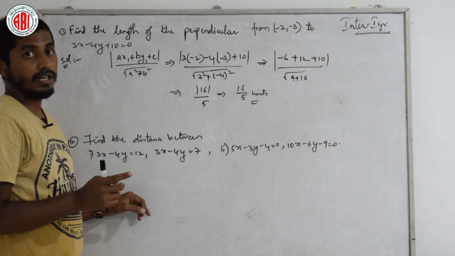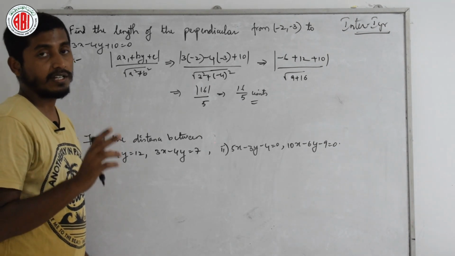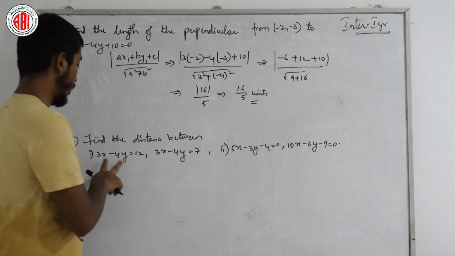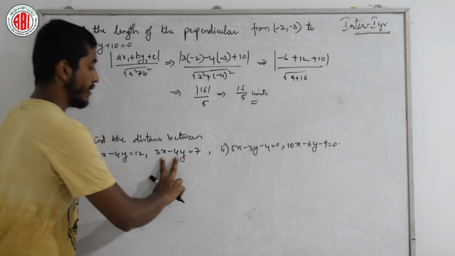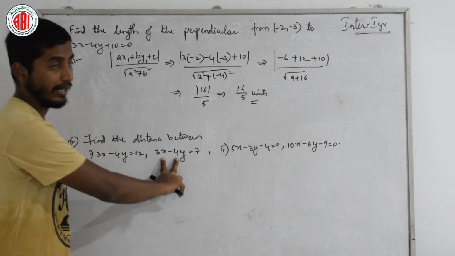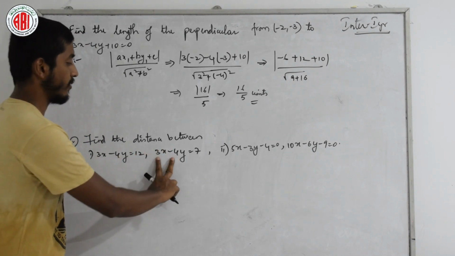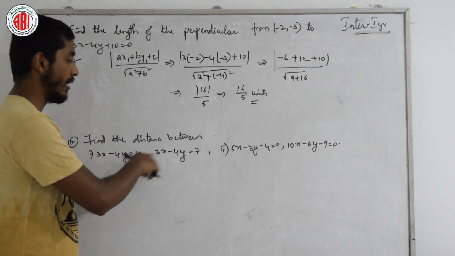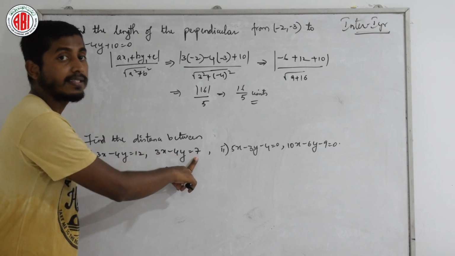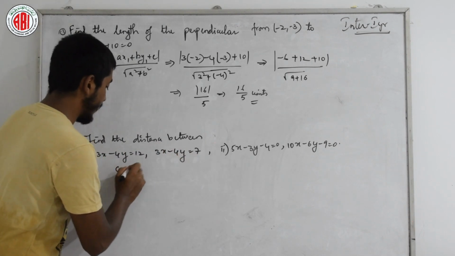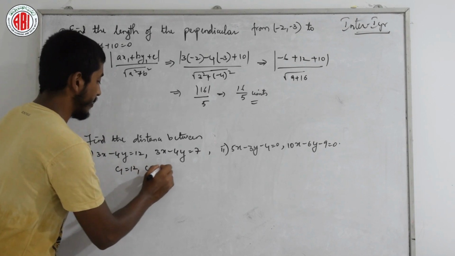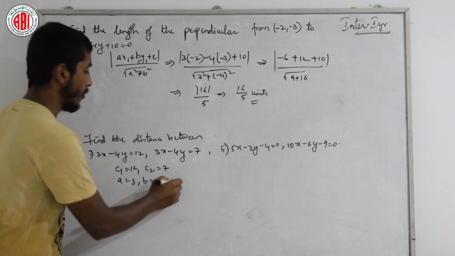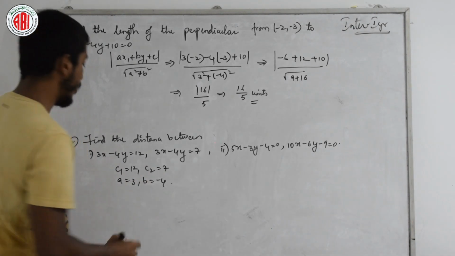I already told you that the main condition for two given lines to be parallel is that their coefficients must be equal. The coefficients of x and y must be equal. Are you able to understand? Here it is 3x minus 4y, here also 3x minus 4y. The constant here is 12 and the constant here is 7. Therefore, we can write C1 is 12, C2 is 7, where A is 3 and B is minus 4. We can directly substitute into the formula.